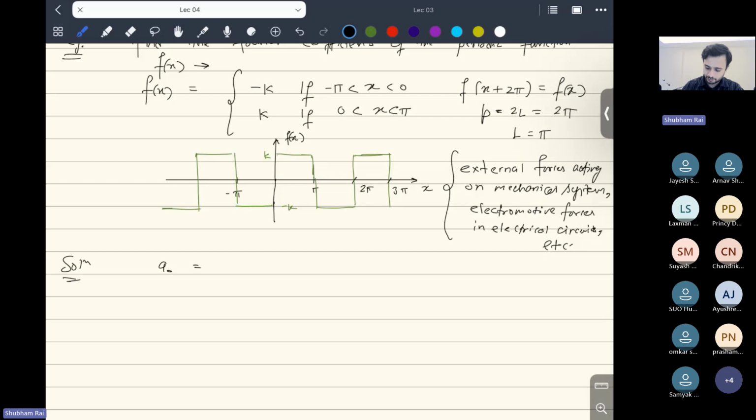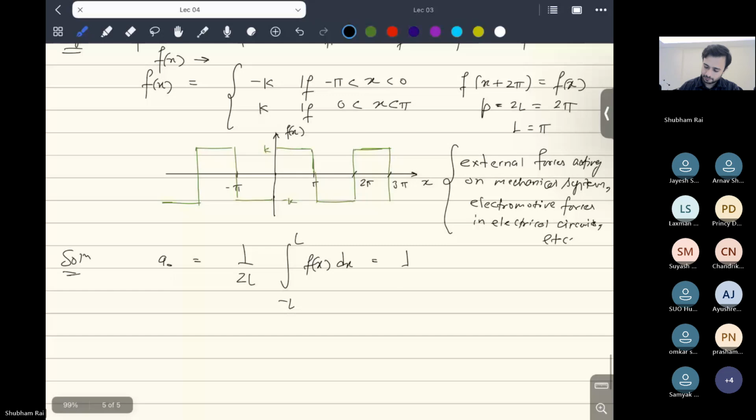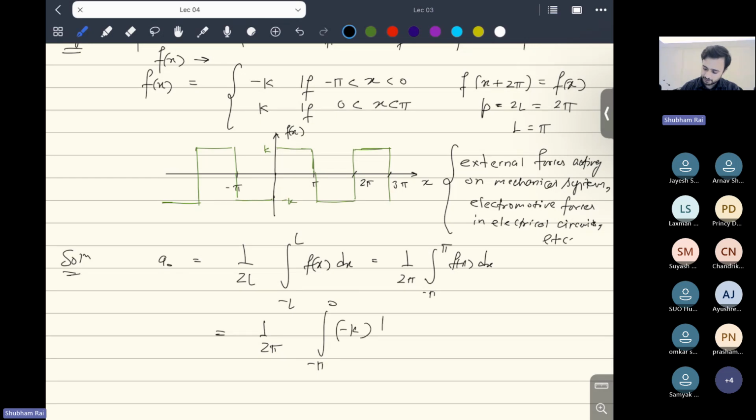Let's see that. So A0 was 1 by 2L, integral from minus L to L of f of x dx, right? And we know that L is pi here in our case. So 1 by 2 pi, integral from minus pi to pi of f of x dx. So we'll have to split: minus pi to 0, our function will be minus k dx. And then 1 by 2 pi, we have 0 to pi and our function will be k dx, right?